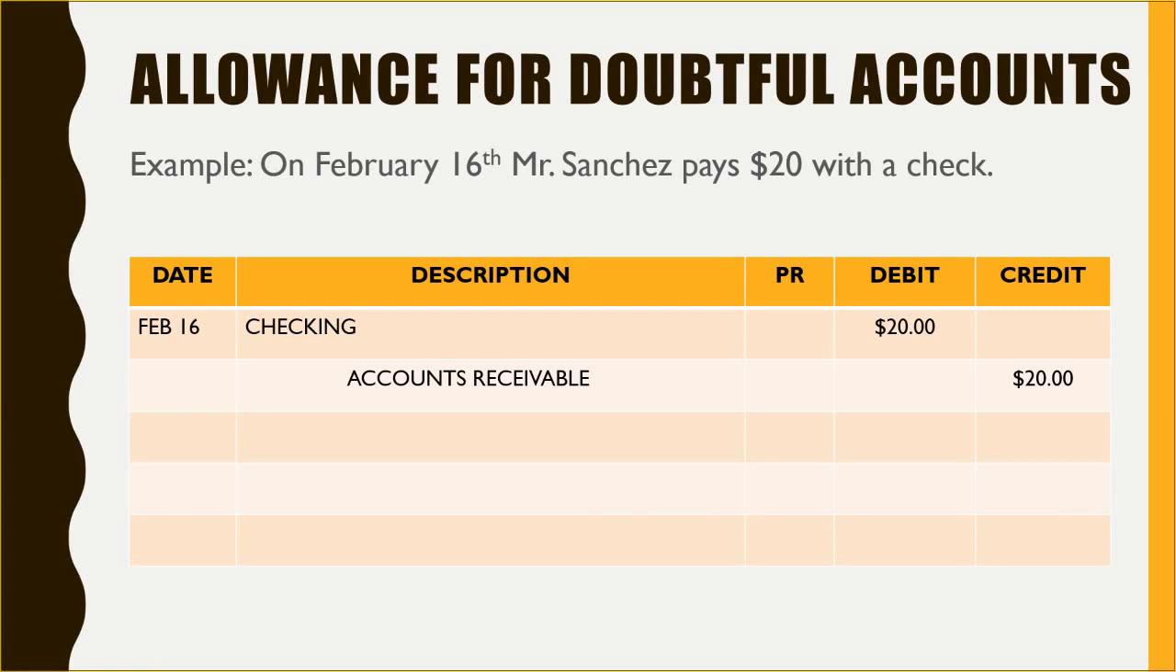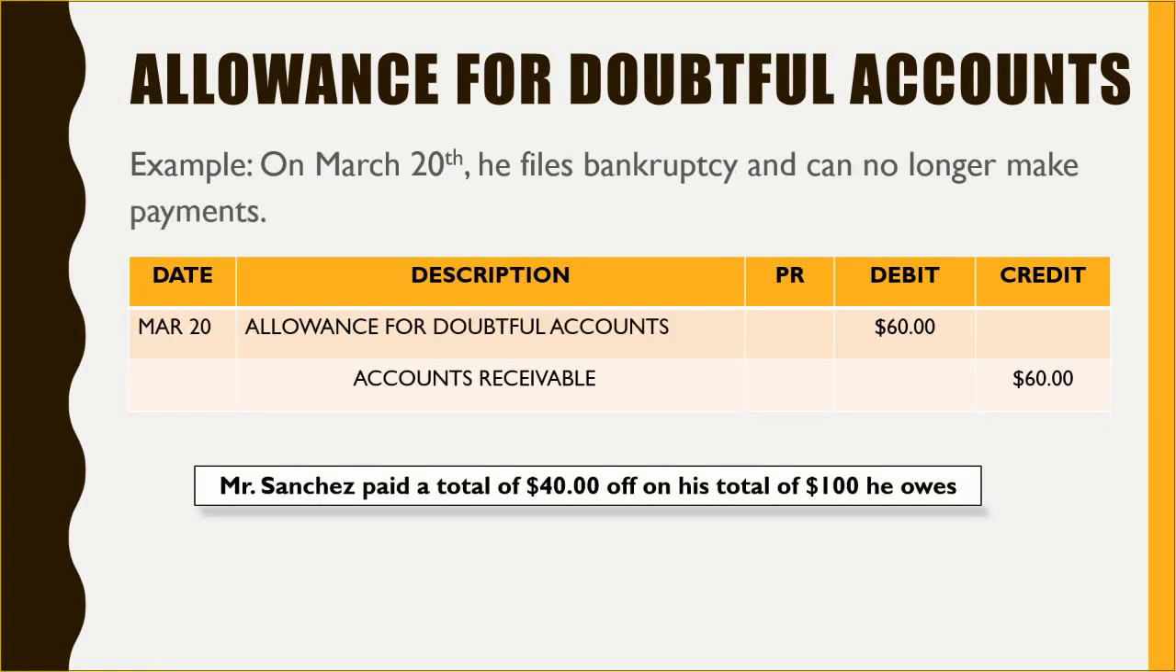Okay, so therefore, let's say now on March 20th, right, he missed his due date, and he decides to tell you that he decided to file for bankruptcy and can no longer make a payment. Well, in this case, he can no longer pay. Well, let's establish we know that he owes me $60. So how do I go ahead and write this off? In this case, you're not going to write it off yet, right? You're just going to transfer the amount.